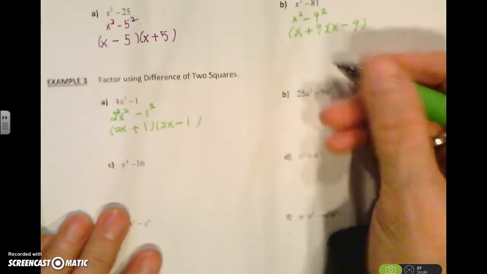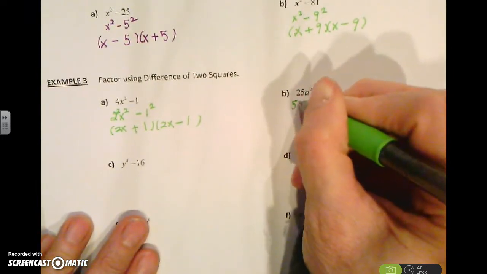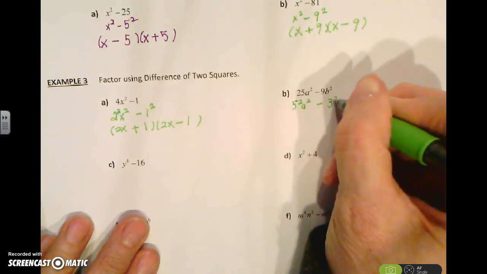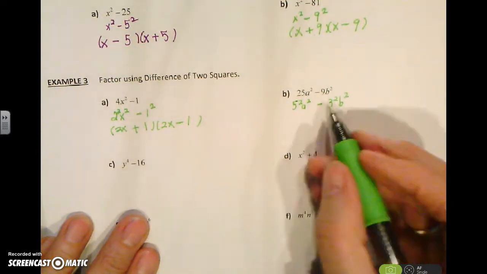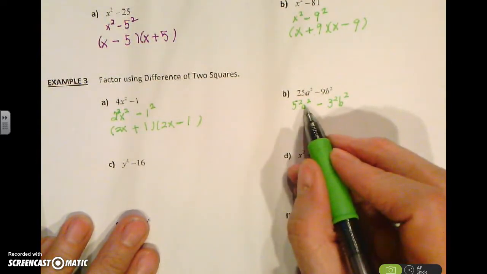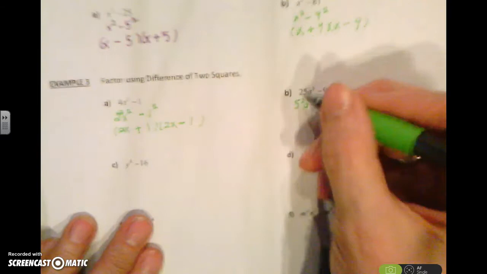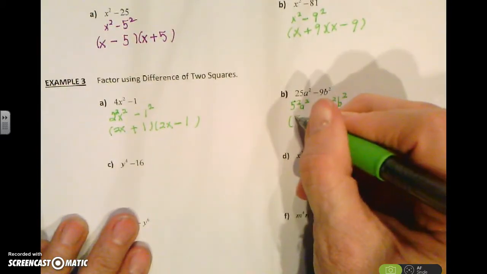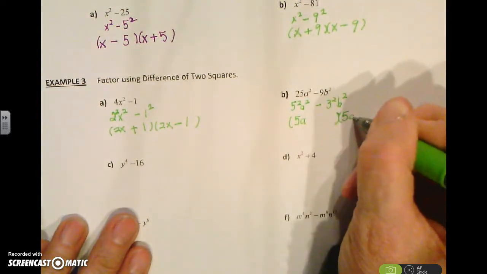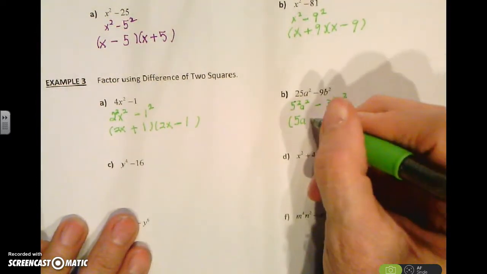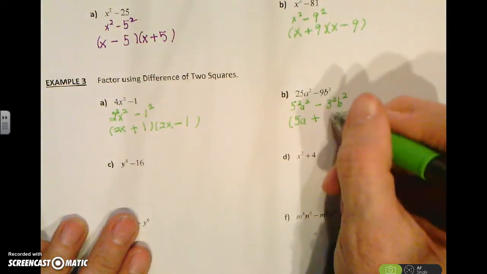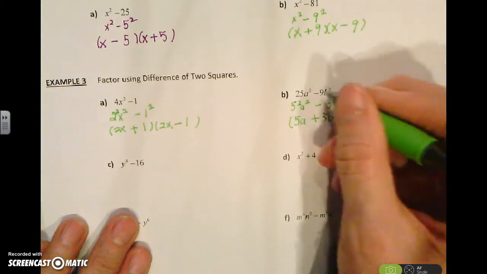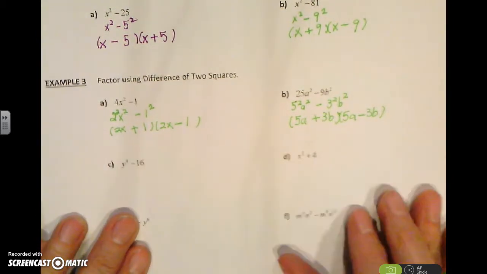B, here my 25 is 5 squared, a squared. 9 is 3 squared, b squared. So I have the difference, and then all the pieces are squares. So when I rewrite that in a factored form, I'm going to have 5a times 5a. You see that gives me 25a squared, plus, minus, and then 3b and 3b. And again, that gives me minus 9b squared right there.